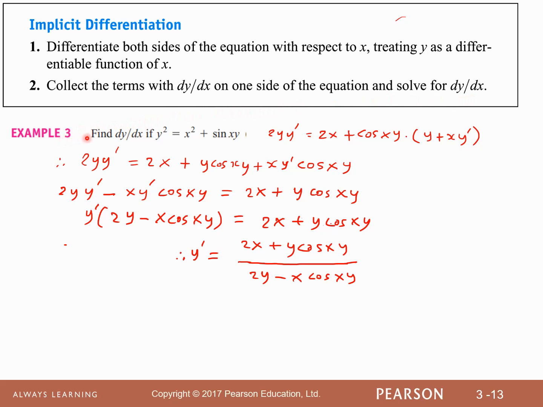Example 3 says find dy by dx if y squared equals x squared plus sine xy. So all we have to do is differentiate both sides. The left hand side, which is y squared, we're going to do the implicit differentiation. So the derivative of y squared will be 2y, y prime, equals, and then the derivative of x squared is 2x. And then the derivative of sine xy, we will also do the implicit differentiation. That means differentiate the whole and then differentiate the argument, what is inside. So the derivative of sine xy will be cosine xy, which is the whole, and then the derivative of the argument xy. The derivative of xy will be given by y plus xy prime.